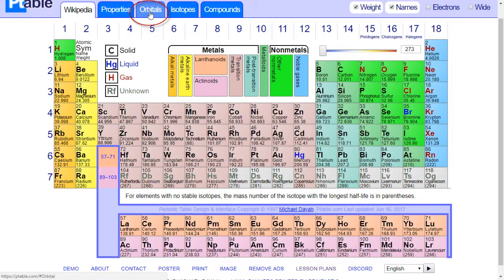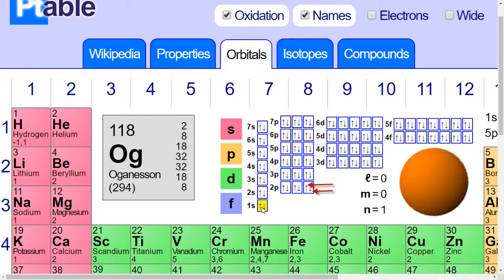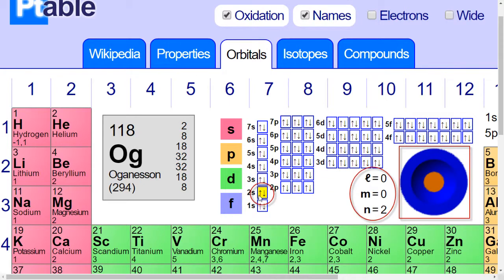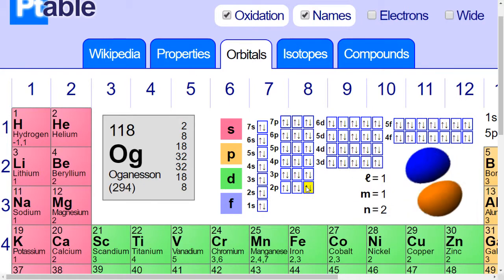Click on the tab that says Orbitals and have a look around. Over near the center, you see a bunch of little squares. These represent the orbitals. Each one can hold 2 electrons, one of each spin, and these are shown as little up and down arrows. Click on any of these boxes and you'll see the shape of the orbital, and also the N, L, and M numbers. We have seen these before, but these diagrams are nice and clear.